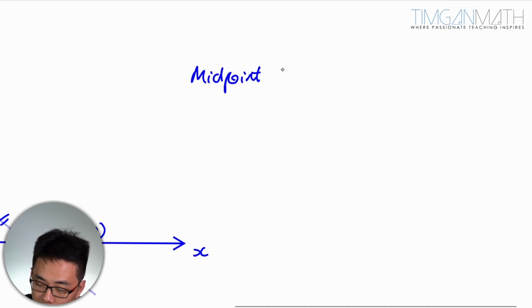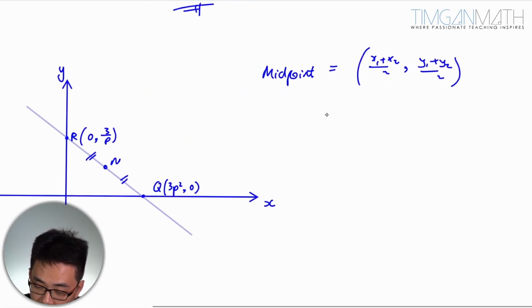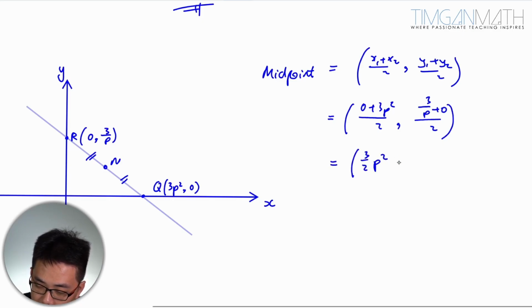The formula will be (x1 plus x2) divided by 2, comma, (y1 plus y2) divided by 2, right? In this case, you just use it in terms of p. So the midpoint here will be (0 plus 3p squared) divided by 2, comma, (3 over p plus 0) divided by 2. This will give us 3p squared over 2 and 3 over 2p. So x is this parametric equation here, and y will just be 3 over 2p.